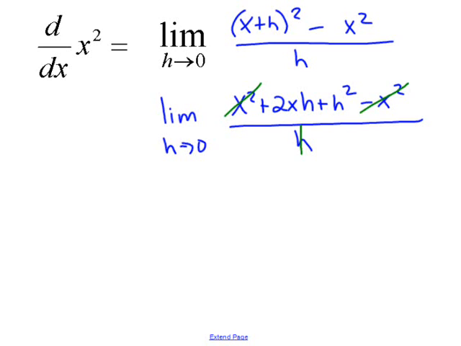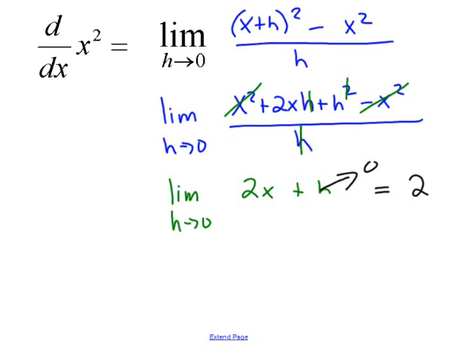And then an h comes out of everything. And so I have the limit as h goes to 0 of 2x plus h. And as h goes to 0, that'll go off to 0. And therefore our derivative of x squared is simply 2x.